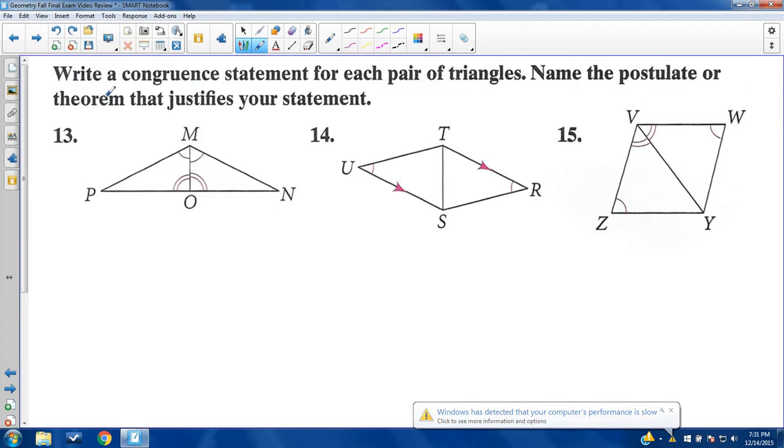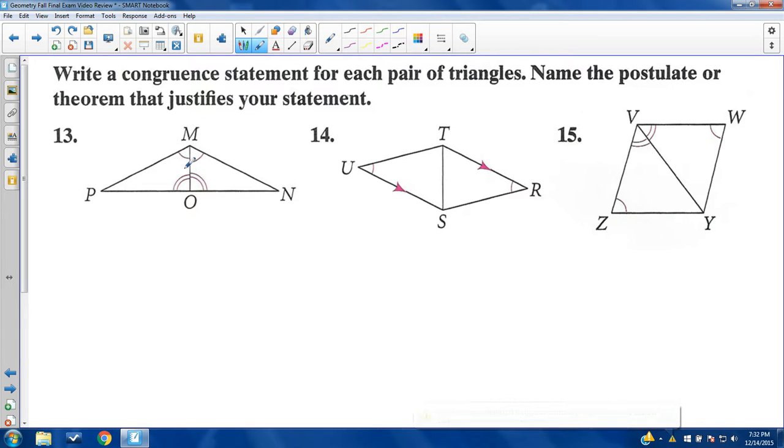Number 30. Oh, it's not number 37. Okay, that was it for chapter 9, actually. Here's chapter 4 now. Write a congruent statement for each pair of triangles. Name the postulate or theorem that justifies your statement. Okay, I'm not going to do 2-column proofs, but you're given some things. These angles congruent. These angles congruent. What I need now is a side that's either outside here or inside here, and then I'll be good. Triangles will be congruent. So any side will do.